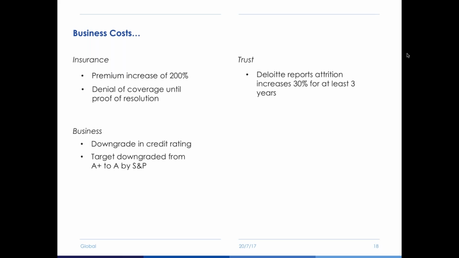And then trust. Deloitte & Touche did a study regarding brand trust and breaches. What they found was that there is typically attrition that increases 30% and maintains at that rate over a 3-year period before it normalizes back to where it was. So you're looking at year after year, 30% loss in customers.